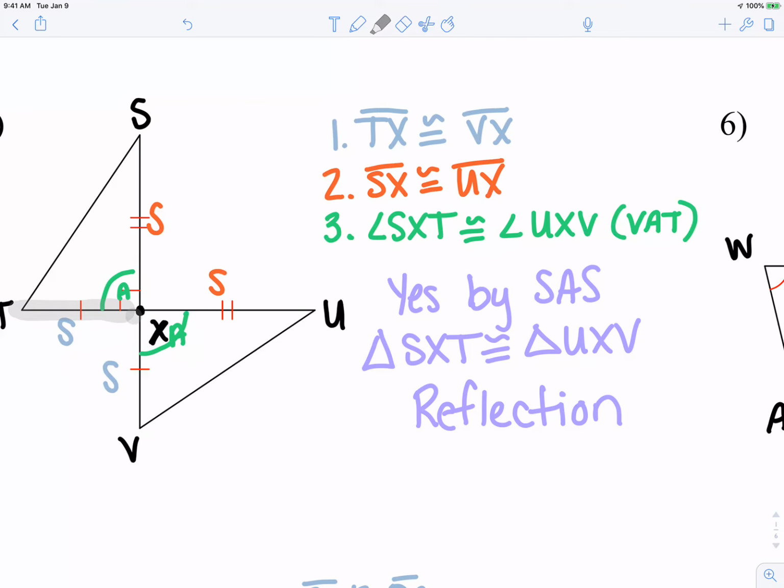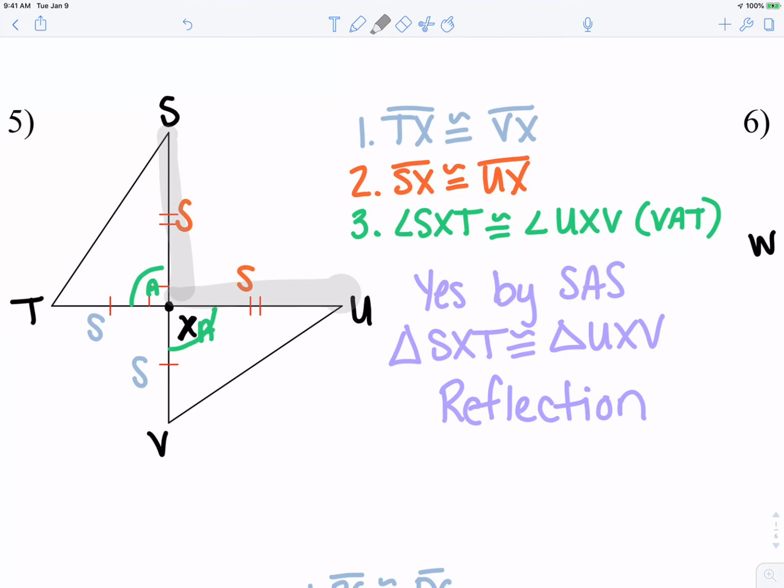Number 5. TX is the same length as XV. Then we have SX the same as UX. I added an X in the middle there. You might have a different letter, and that's fine. Just change all the X's to whatever your letter is. And then these two angles here are congruent by the vertical angles theorem. So on each figure, you have side angle side, side angle side. So by side angle side, triangle SXT is congruent to UXV, and that is a reflection.